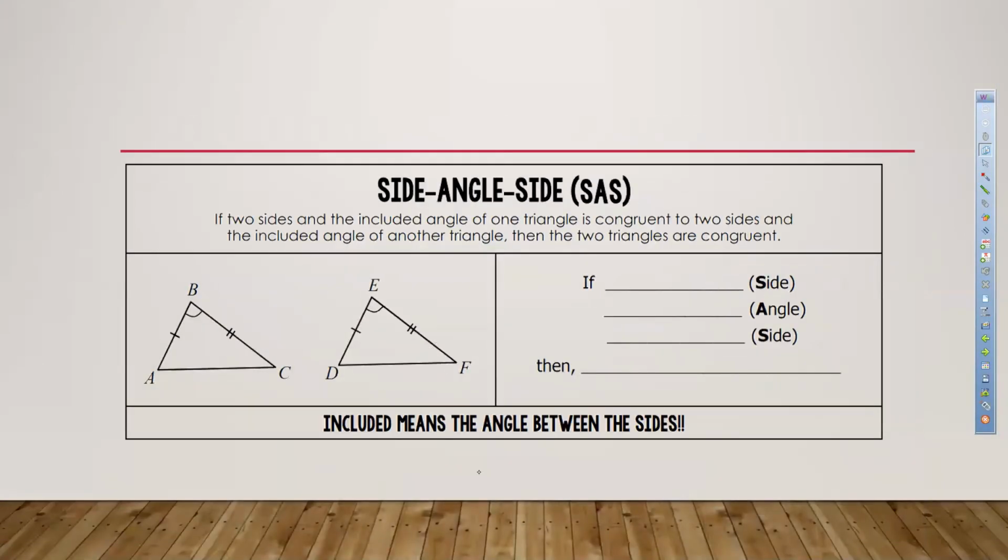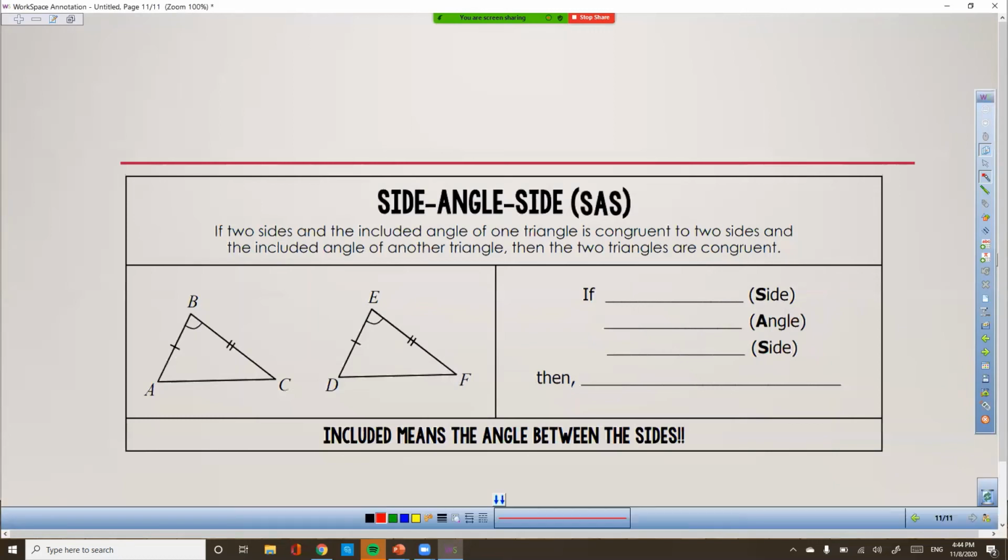The second one here is the side, angle, side. That one says if two sides and the included angle, this is going to be very, very important, the included angle of one triangle is congruent to two sides and the included angle of another triangle, then the two triangles are congruent. Now, included means the angle that's between the sides. So again, here we have to know that two sides and an angle are congruent, but the angle has to be between the two congruent sides.